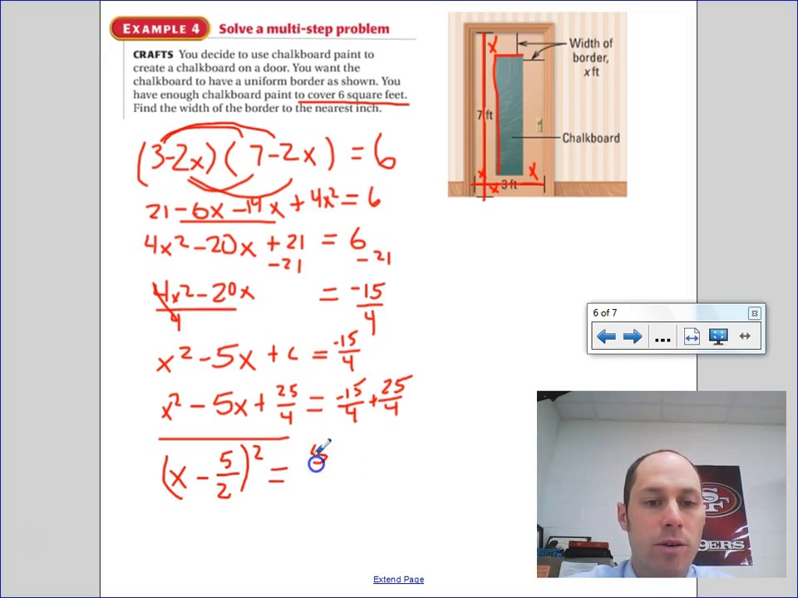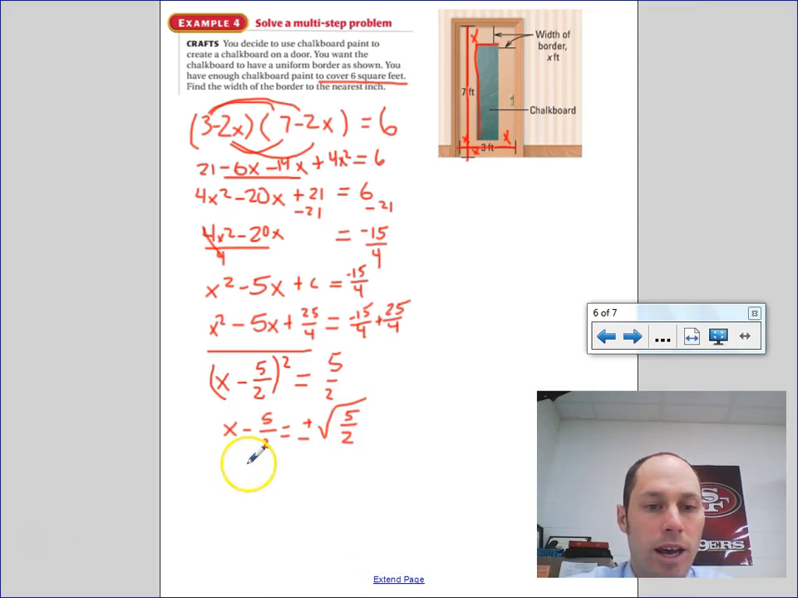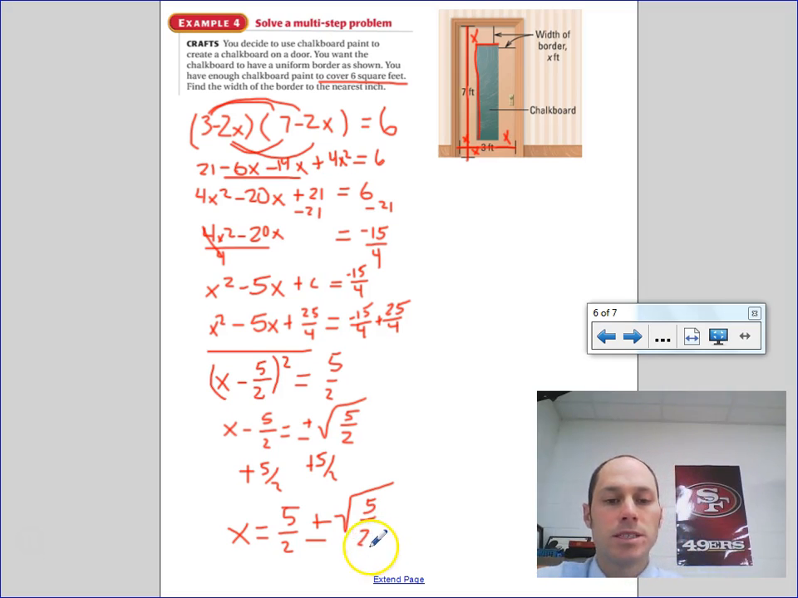So I'll just simplify that right away. And then we take the square root, so x minus 5 halves equals plus or minus the square root of 5 halves. And so I add 5 halves to both sides, and x will equal 5 halves plus or minus the square root of 5 halves. And that would be our exact expression.